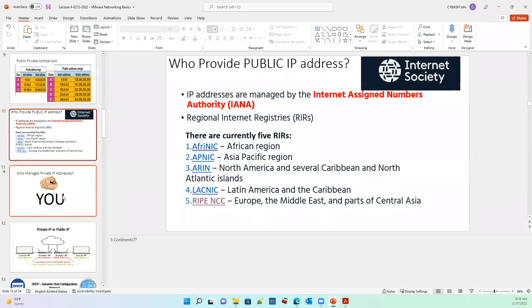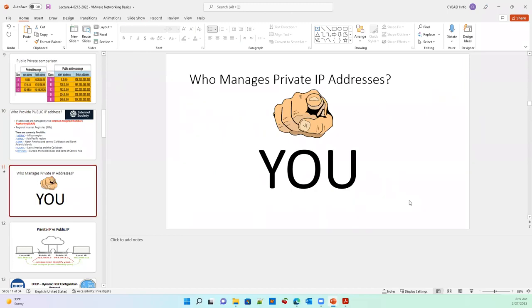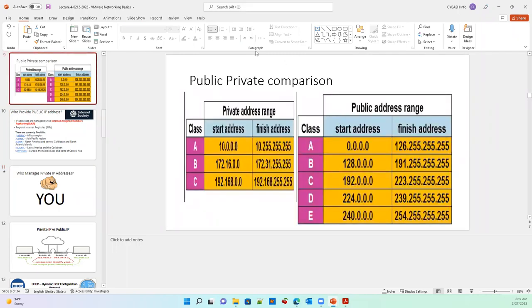And how about private IP addresses? Private IP is managed by you. You manage your private IP addresses. You can have any portion of this range. You can create your own lab, your home lab, your company. When you become a company engineer or network engineer or system engineer, you want to set up an internal network, you will use one of those IP addresses.